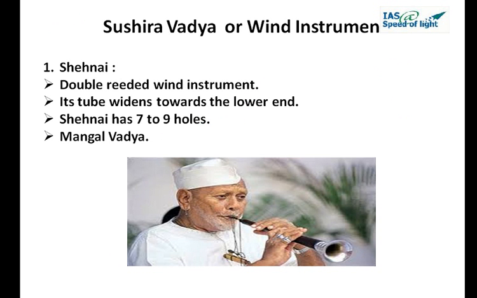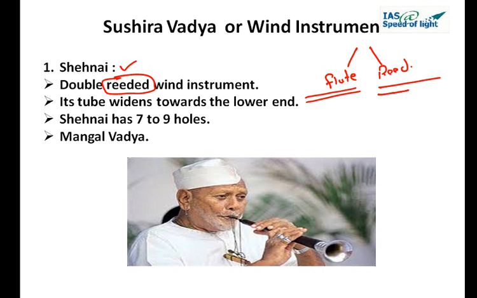Coming to the third category of instruments, which are the Shushira Vadya or the wind instruments. The first out of them is Shehnai. It is a double reeded wind instrument. So reeded, again a technical term here, what it means. There are two types of wind instruments. First is the flute, which has the hollow tube, and second are the reed instruments, in which more than one reed is inserted in the hollow tube, which vibrates when the wind blows through it and produces different sounds. So Shehnai is a double-reeded wind instrument.